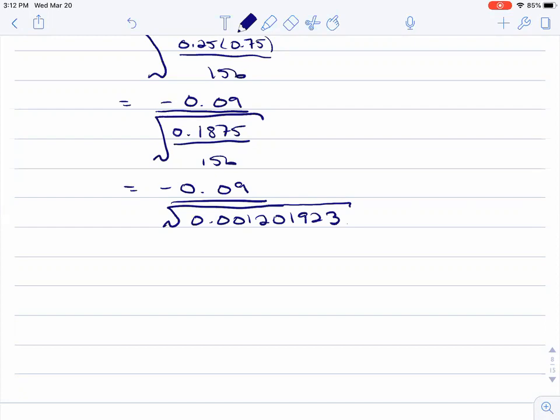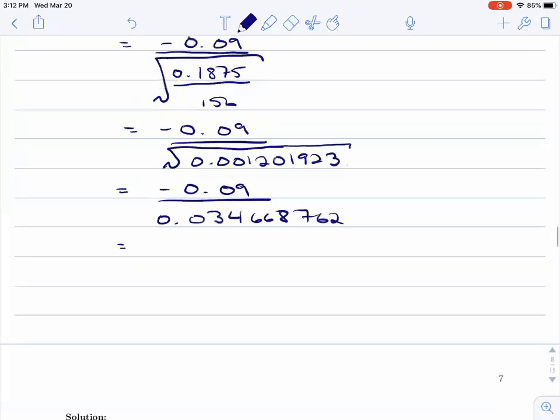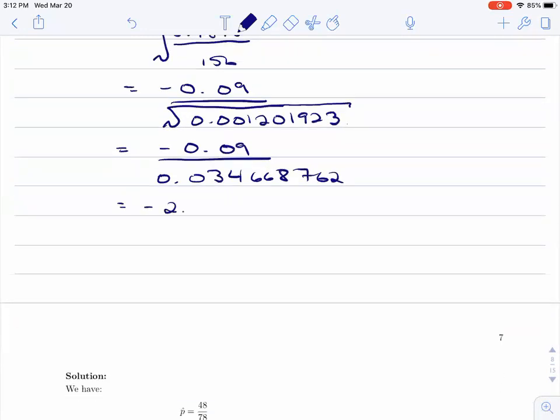But if I go ahead and recall that and then take the square root, I get negative 0.09 divided by 0.034668762. Negative 0.09 divided by that, I get a much more reasonable z of negative 2.595996918.